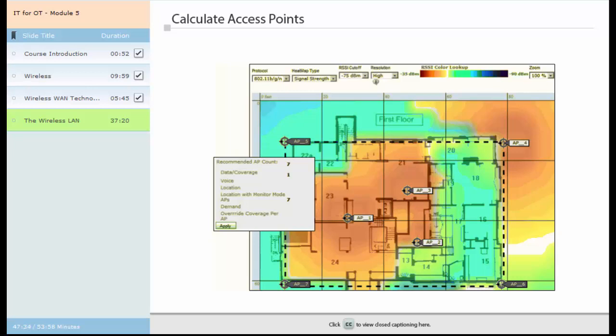You can calculate the recommended number and location of access points based on the following criteria: traffic type active on the network, including data, voice, or both; location accuracy requirements; number of active users; and number of users per square footage. These criteria will generate a map that shows the proposed deployment of the recommended access points in the selected area based on the selected services and parameters.